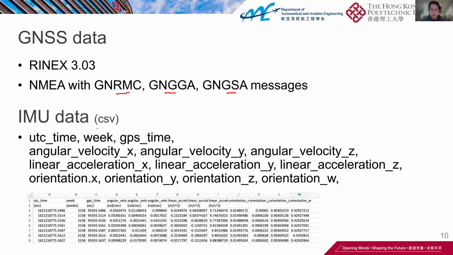And for IMU, we provide two formats. The first one is the CSV format, as you can see over here. So we provide the UTC time, GPS week, GPS time, angular velocity XYZ, acceleration XYZ, orientation XYZ. So that's what we provide for GNSS and IMU.